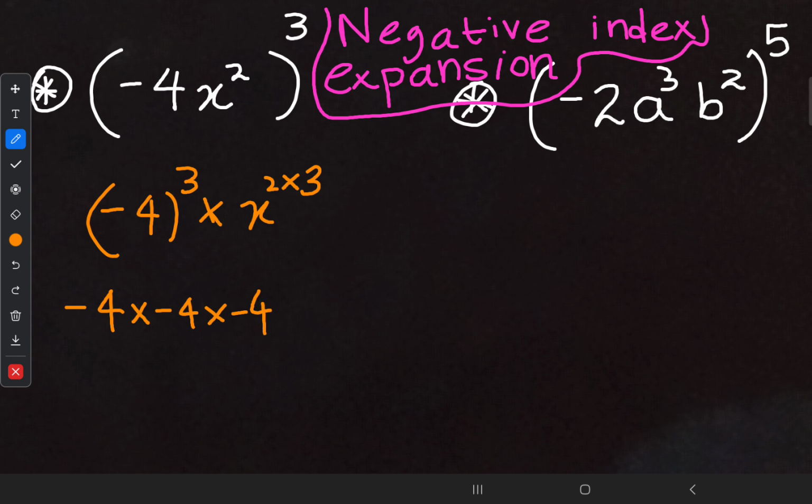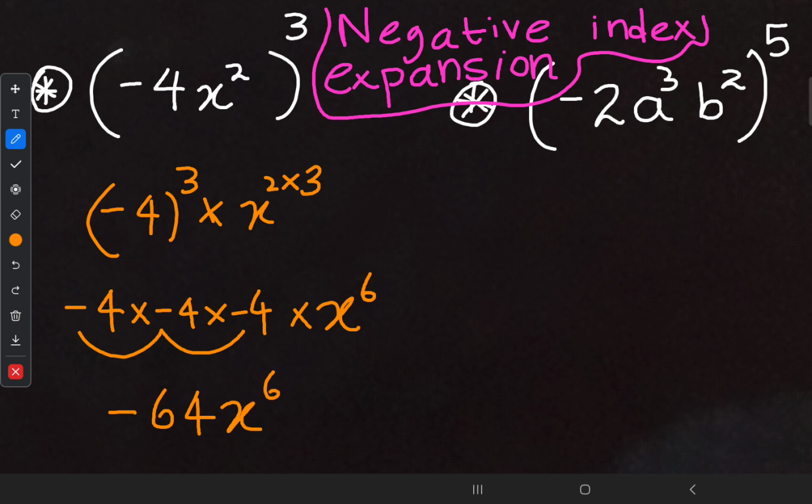So negative into negative is positive, positive into negative is negative. 4 fours are 16, 16 fours are 64. Okay, when you expand this one, it should be x to the power of 2 times 3, which is x to the power of 6. So 64x to the power of 6, negative 64x to the power of 6, should be your answer in this case.